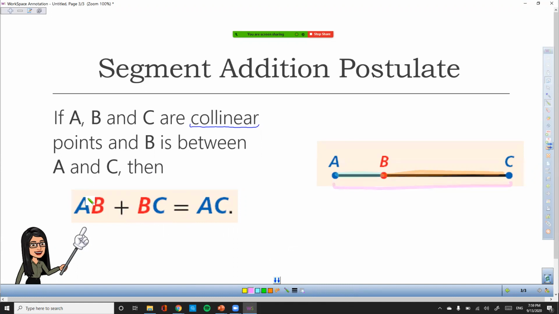So basically it says if you add the two sections here, segment AB plus segment BC, that's going to equal the entire segment from A all the way to C. Pretty basic, right? Remember the word postulate means something that we don't have to prove is true. It's something pretty common sense. So this is what we're going to use to solve our next problems. Let's go ahead and try some examples.